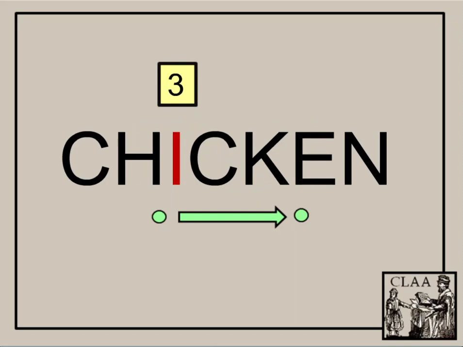Here's a word that's a little bit more difficult. What do you notice about the letter I in this word? You should notice that it's followed by more than one consonant. The letter I is followed by the consonants C and K. When the letter I is followed by more than one consonant, we read it with the short I sound. So let's read this word together. Chicken, chicken.